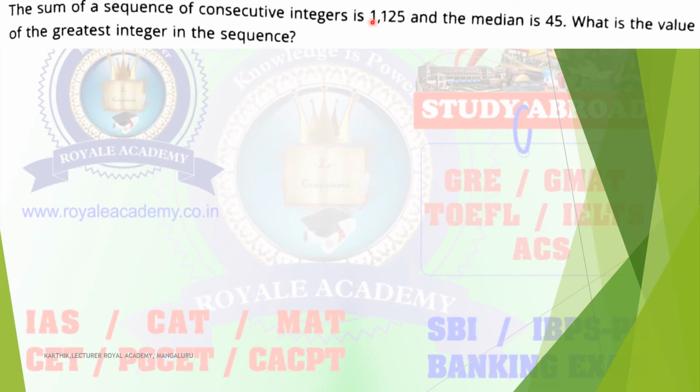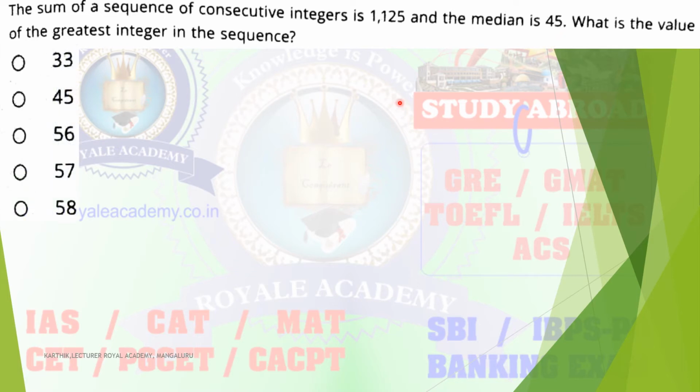Least number is nothing but it is coming left hand side. Greatest number is nothing but more than 45. So how to determine? This is the option. So option 33 is not possible, 45 is not possible, then it may be 56, 57, 58. Why? Because it is greater than 45.